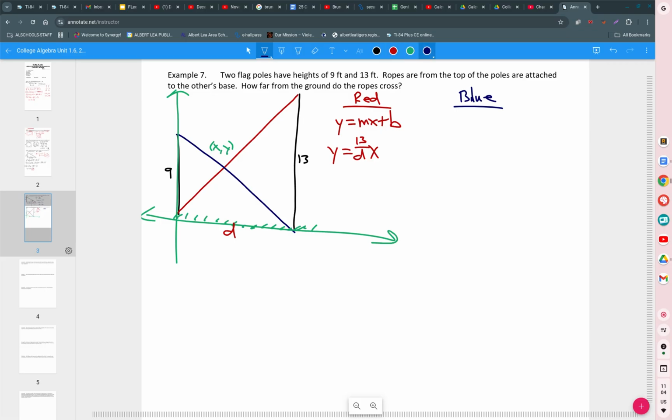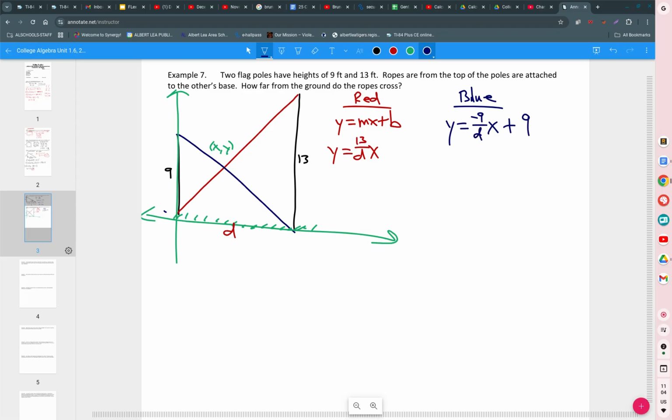So b is the y-intercept. So this line right here crosses the y-axis at 0. Where does the blue line cross the y-axis? At 9. 9 units up, right? So we've got y is equal to something times x plus 9. So now I need to plug in something for slope. As I go from this spot down here, what's my rise to go from here to here? -9. And the run, again, is d.